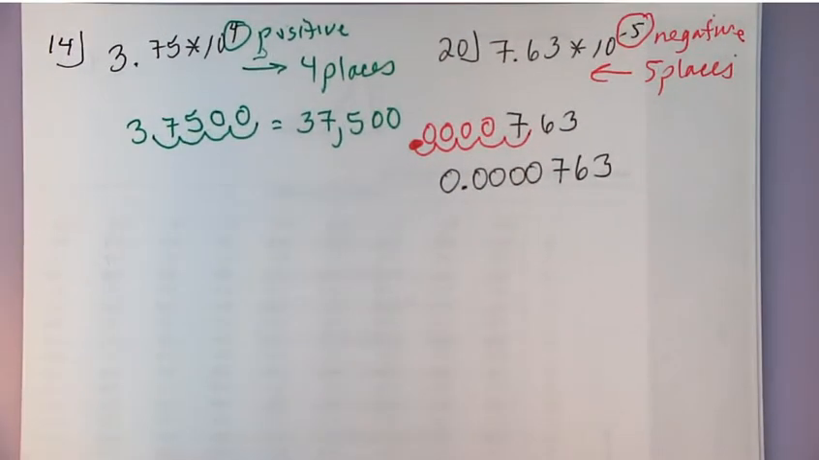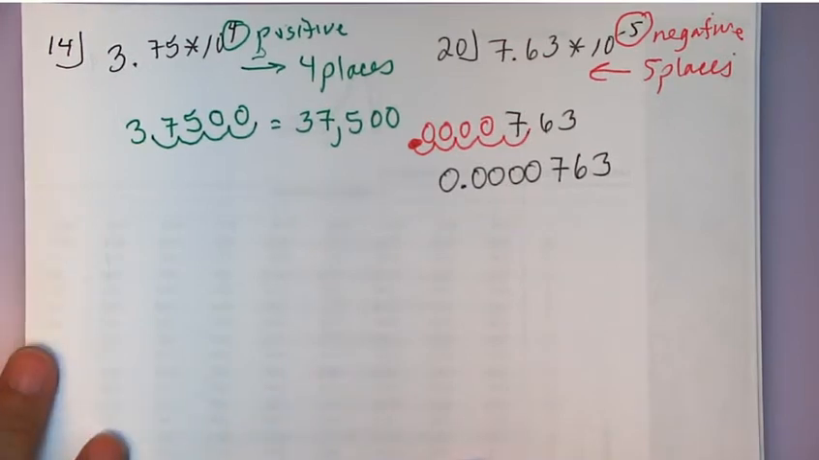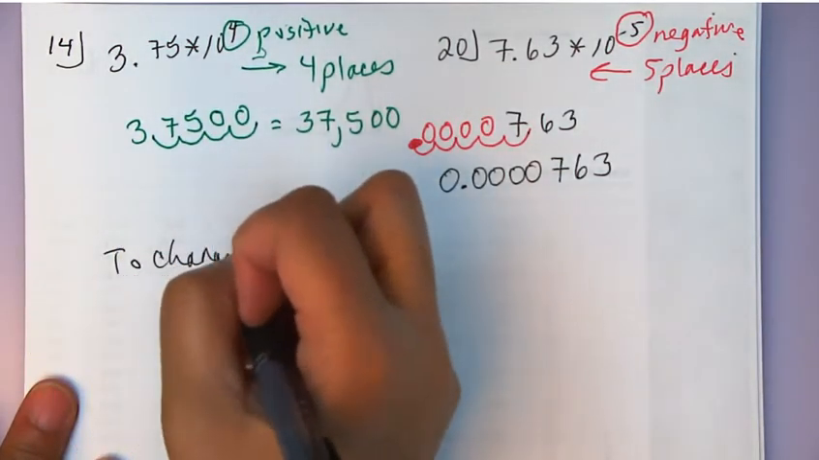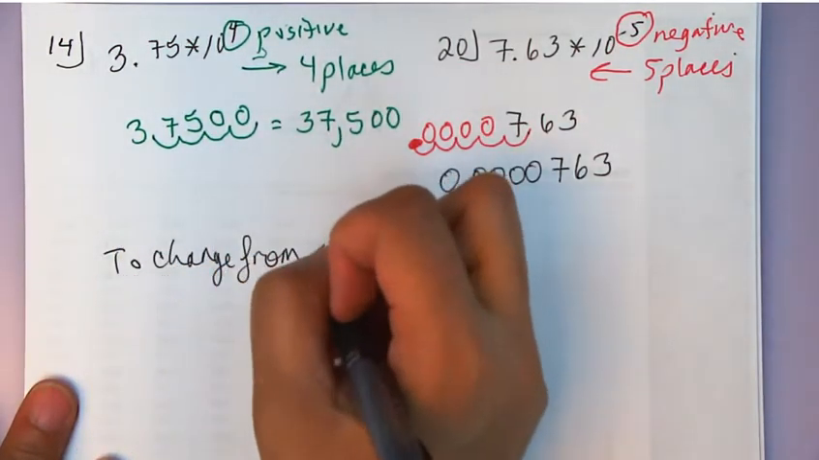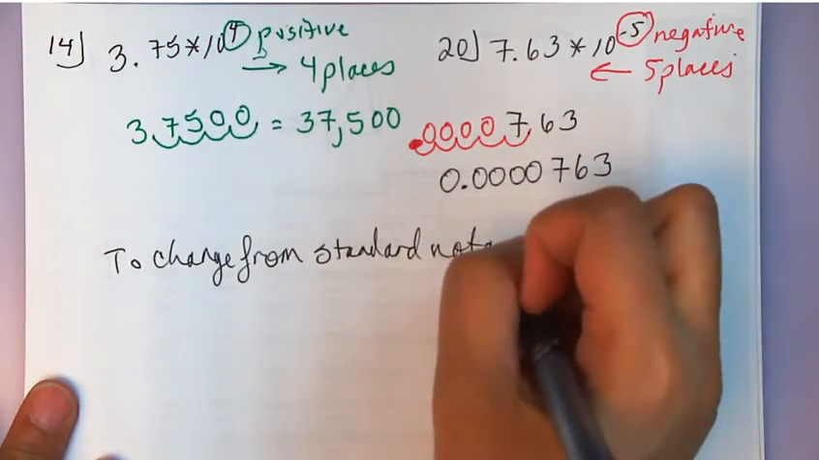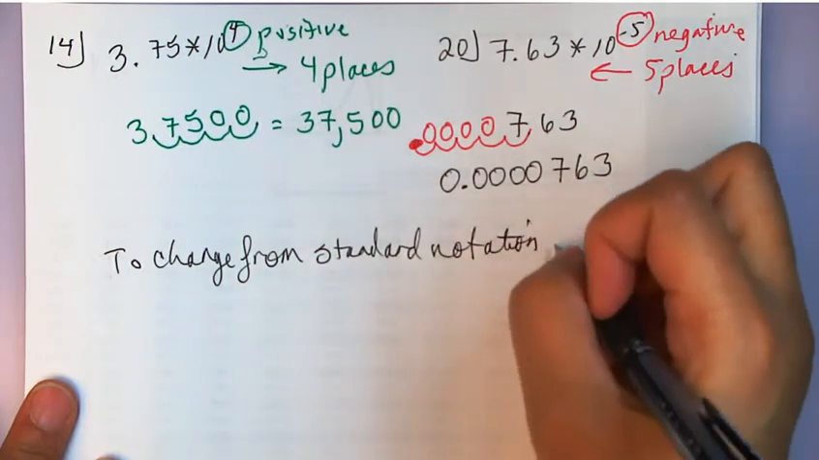Okie dokie, let's do number 32. Number 32 gets into talking about scientific notation. So to change from standard notation, oh my goodness, I'm going crazy, I'm by myself in here, to scientific notation.